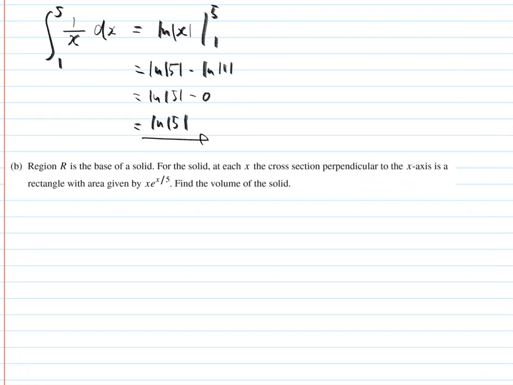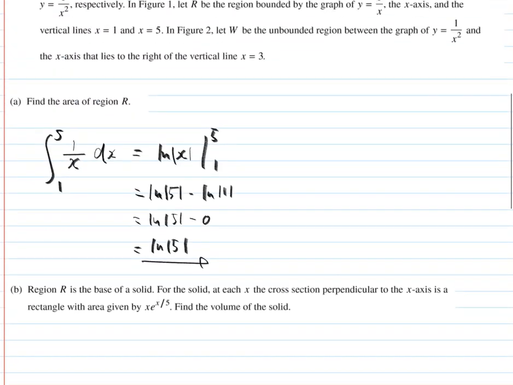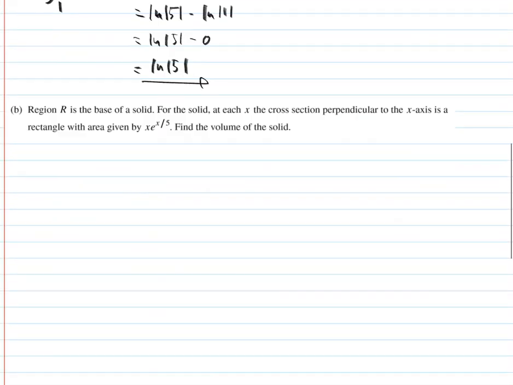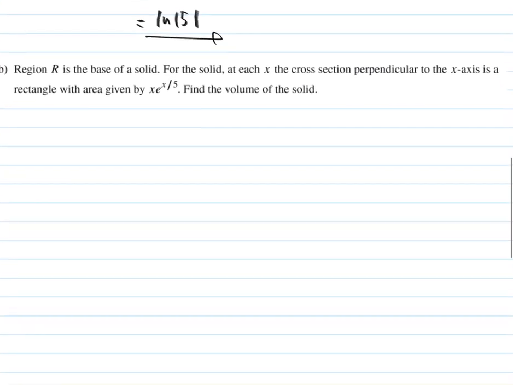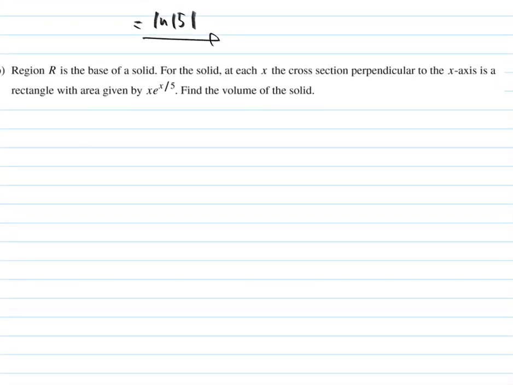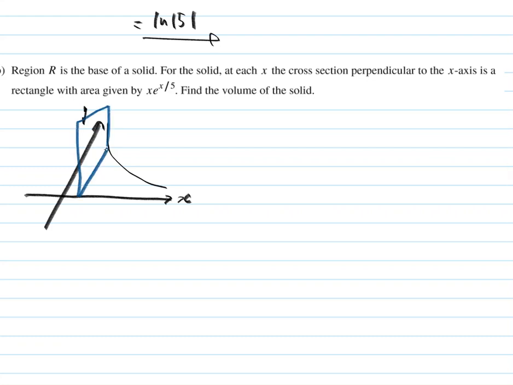B, region R is the base of a solid. For the solid, at each x, the cross section perpendicular to the x-axis is a rectangle with the area given by x times e to the x over 5. Find the volume of the solid. So this question is a little tricky because usually when you think of a cross section perpendicular to some axis, say in this case x and y, and the graph is like that, the rectangle is going to be formed like this, I suppose.